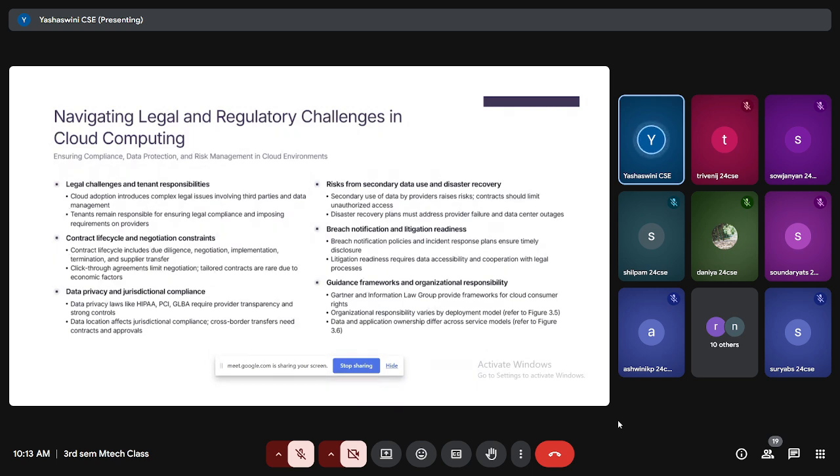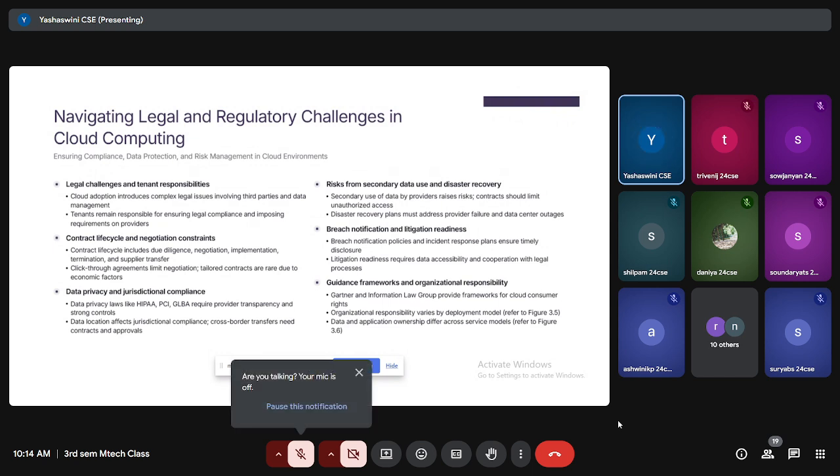Okay, next is breach notification. If there is a breach that has happened, then it has to be notified, and immediately you should have a response plan that is acting upon it, so that most of your data is not lost. Litigation is one more. If you have a litigation regarding the data accessibility, then you should go ahead with the legal process.